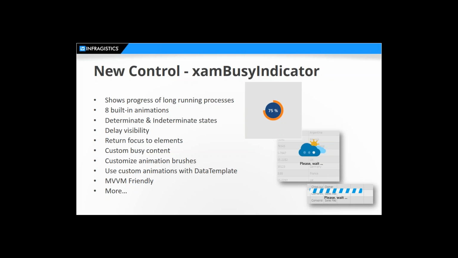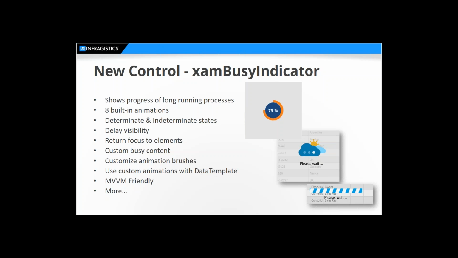Basically, we learned from everyone else, and for those of you who know me, I actually wrote the original busy indicator in the WPF Extended Toolkit, so we have some experience with this. Now, as you would expect, the busy indicator is a control that shows the progress of a long-running process that happens in the background. We have over 8 really cool built-in animations. We support both determinate and indeterminate states. I can explain that in a minute during the demo.